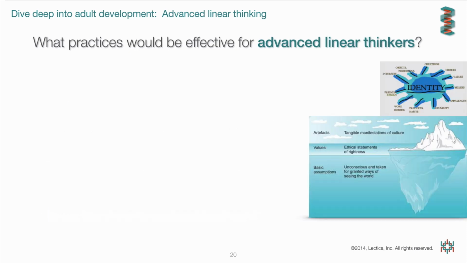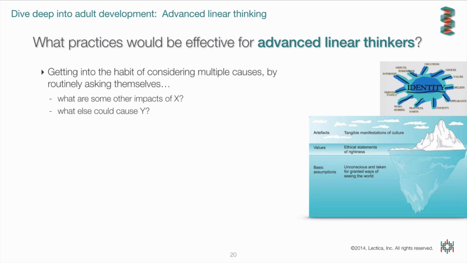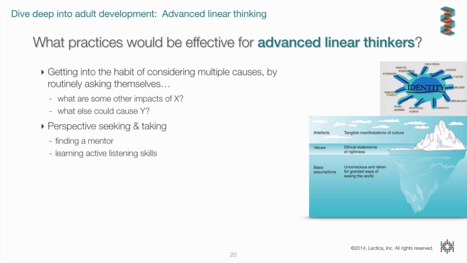So what practices would be effective for advanced linear thinkers? First would be getting into the habit of considering multiple causes by routinely asking themselves questions like, what are some other impacts of X? Or what else could cause Y? Second would be building skills for perspective seeking and taking, which might include finding a mentor who can support them by helping to stretch their perspective, and also learning active listening skills, which can help to clarify others' perspectives and really step inside someone else's shoes.